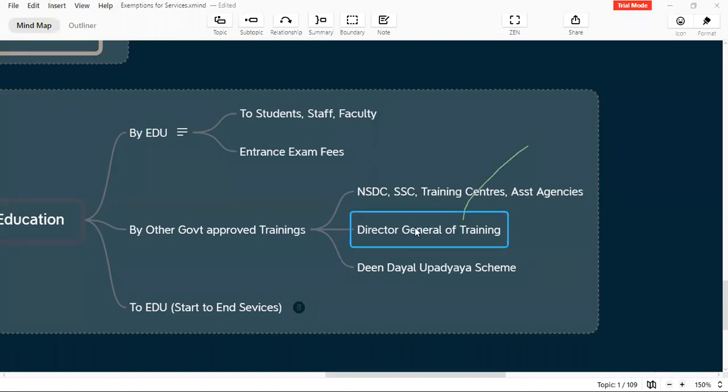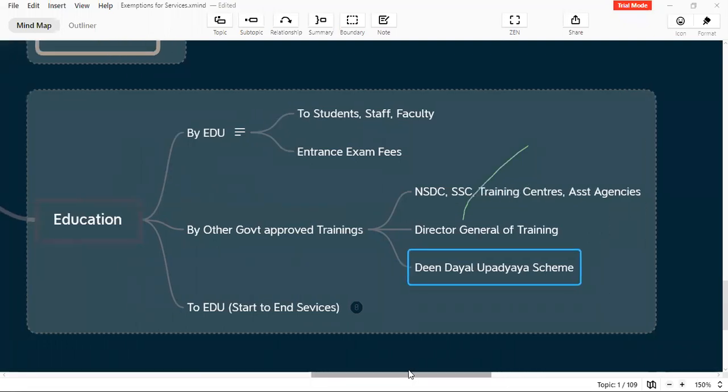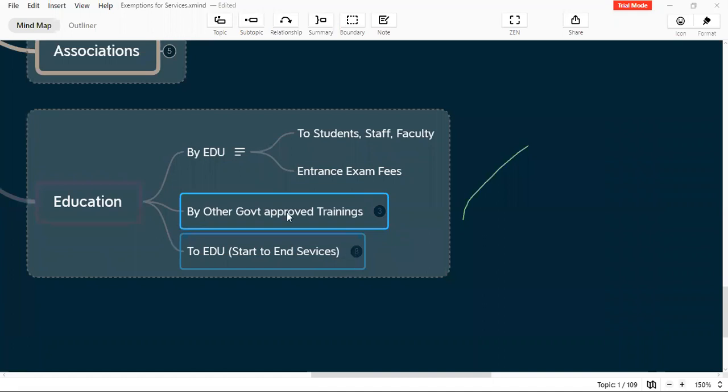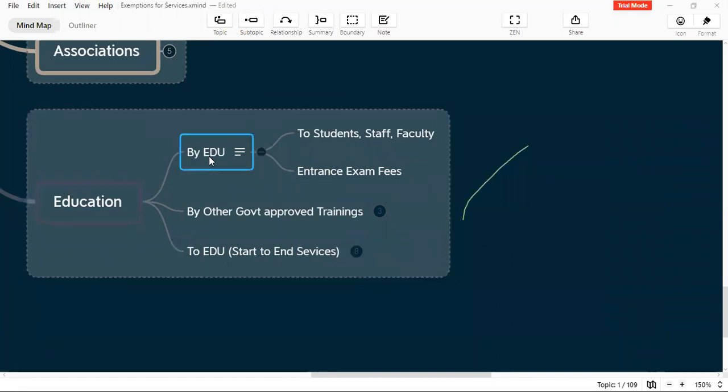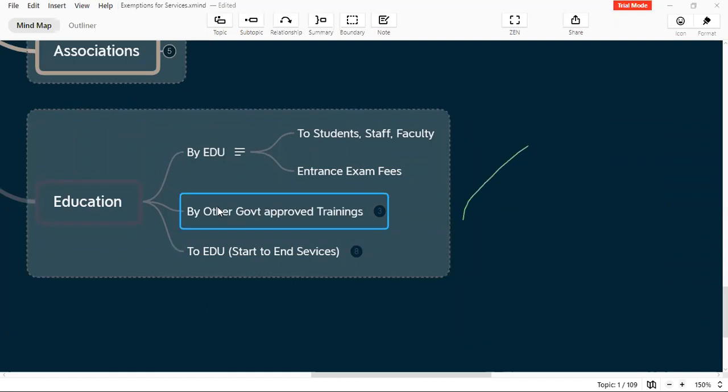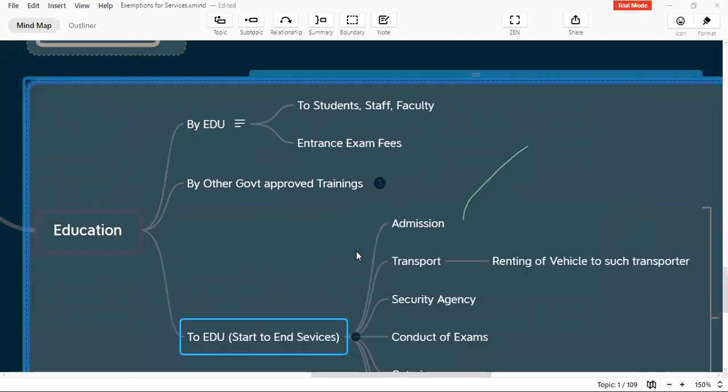Second one, Director General of Training, Deen Dayal Upadhyay. You can just see the name. As I told you, all these things are quite difficult to remember immediately. But the moment you see these names, it will sound to you that you have to give exemption for the same. The last point is, what we saw here is by an education institution, then by any other government approved trainings. Then two, what services provided to an education institution. For that also there is an exemption. So if an education institution is a service receiver, they have given an exemption for this also.